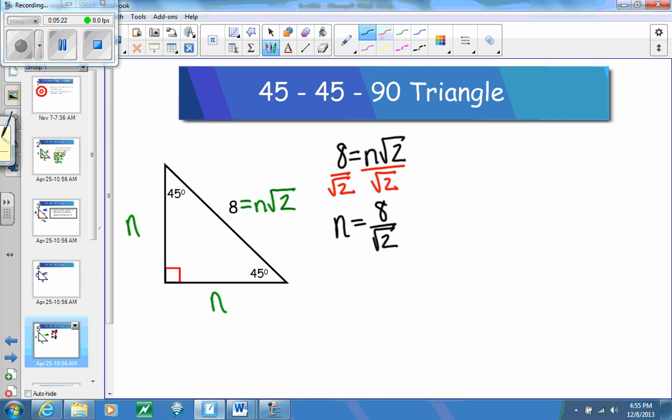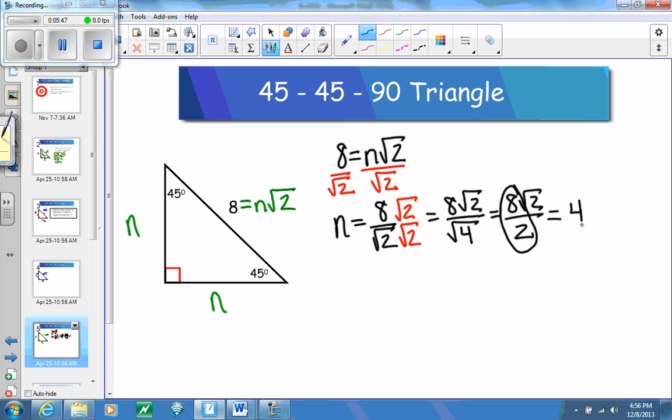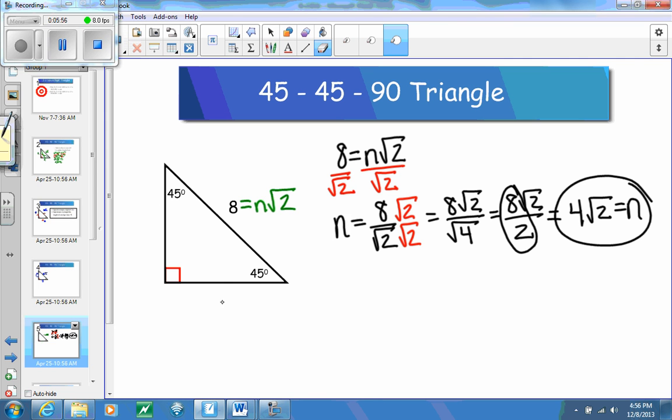Well, this is great, except when we went over our reviewing of radicals, we don't like square roots in our denominator. So I'm going to multiply the numerator and the denominator by the square root of 2. This now gives me 8 square roots of 2 divided by the square root of 4. And so I get 8 square roots of 2 divided by 2. Because 8 divided by 2 is 4, I end up with 4 square roots of 2. This is my value for n. This means that both of my sides of my triangle are going to be 4 square roots of 2.